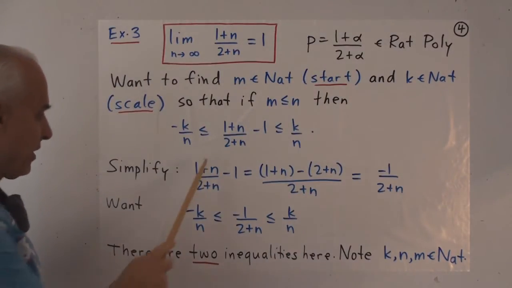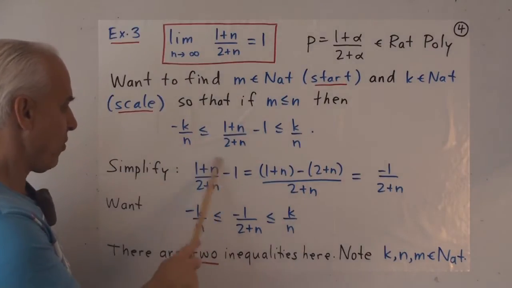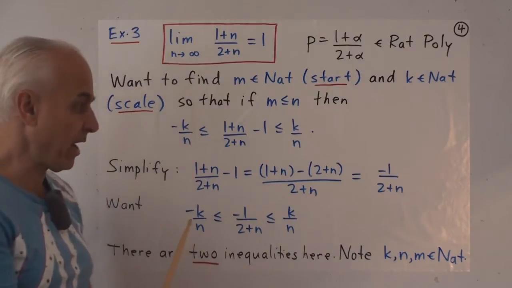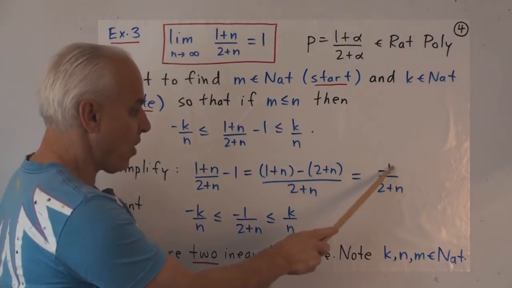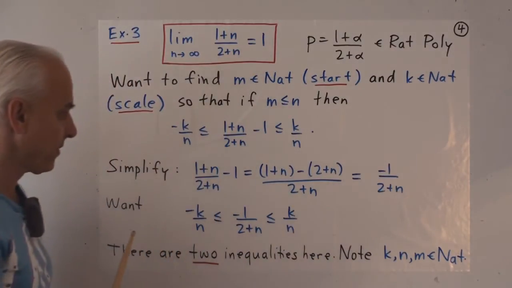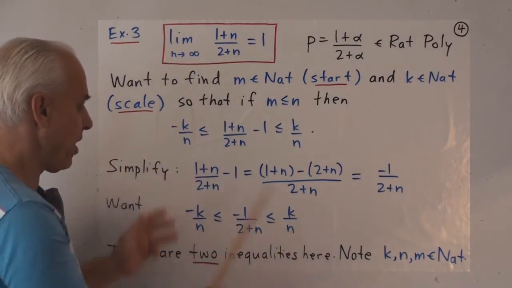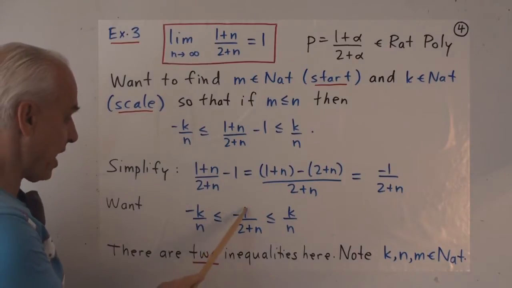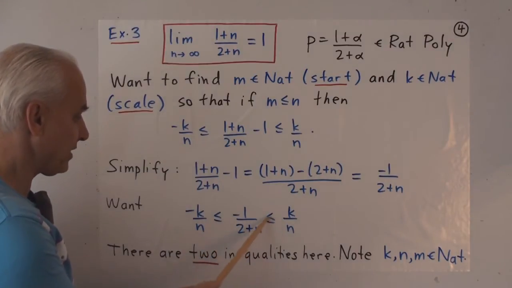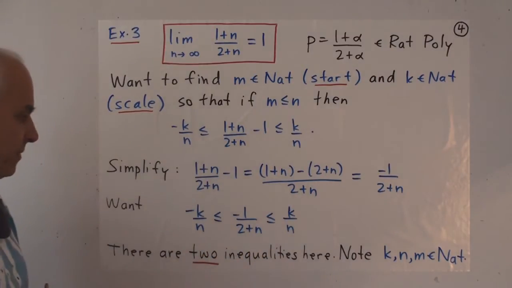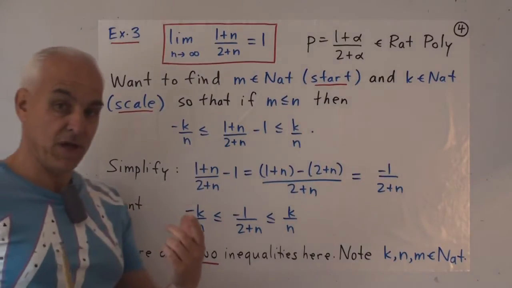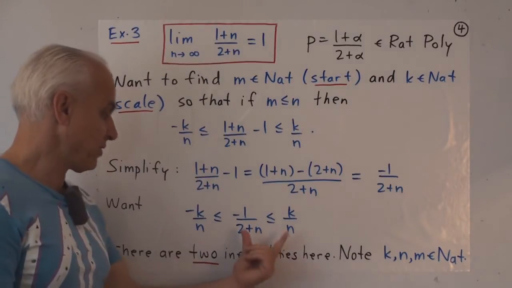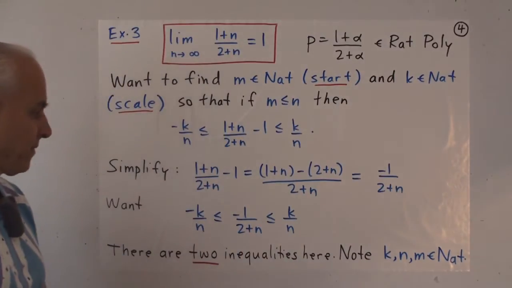So we have to have a look at what's inside here: (1 plus n) over (2 plus n) minus 1. We can get that over a common denominator, and it becomes minus 1 over (2 plus n). So the inequality that we want to satisfy is now minus k over n is less than or equal to minus 1 over (2 plus n) is less than or equal to k over n. And there are really two inequalities here. We have to have this satisfied, and we also have to have this satisfied.